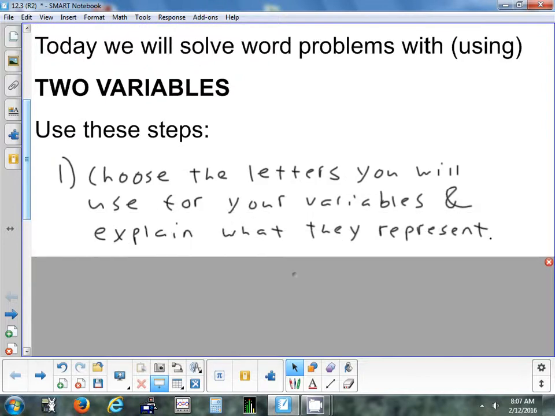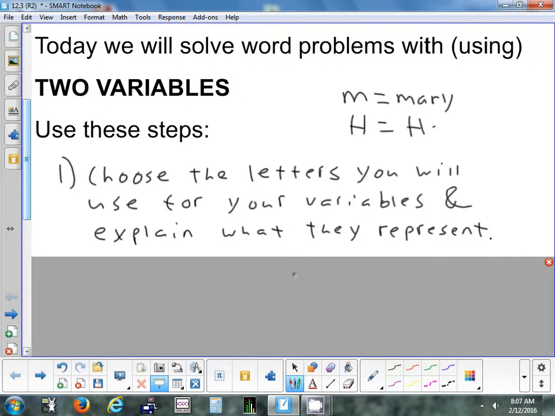All right, so here's your steps to solving two variable equations. Step 1: choose the letters that you want to use. And when we say explain what they represent, you could do something like M equals Mary. That explains what M is. Just tell me, oh, M is Mary, H is Hank, whatever. So then I know which letter is which person.